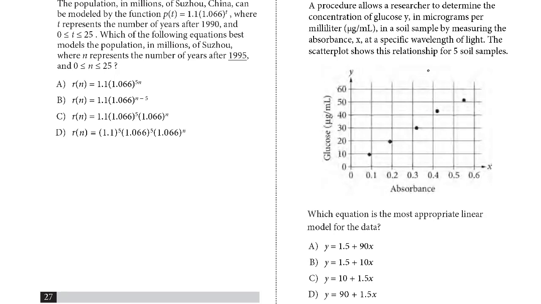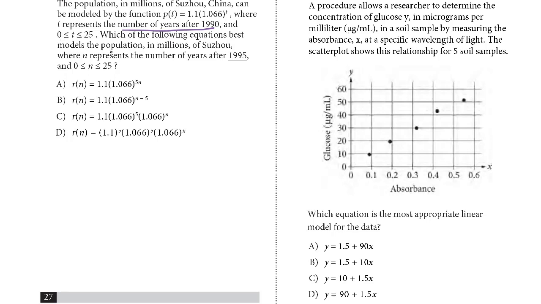Okay, number 26. The population in millions of Suzhou, China can be modeled by the function P of t equals 1.1 times 1.066 to the t. This is an exponential function. So there's 1.1 million people to start with, and they grow at 6.6% for every period t, where t represents the number of years after 1990. And t is between 0 and 25.